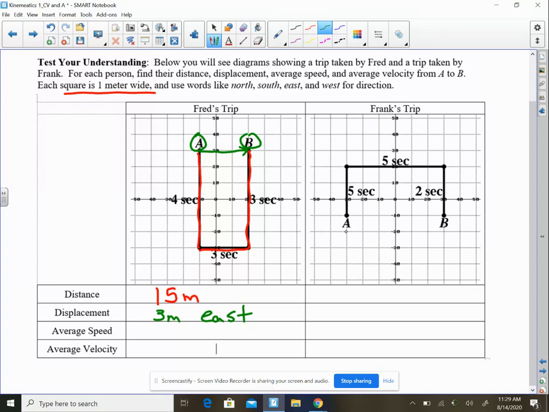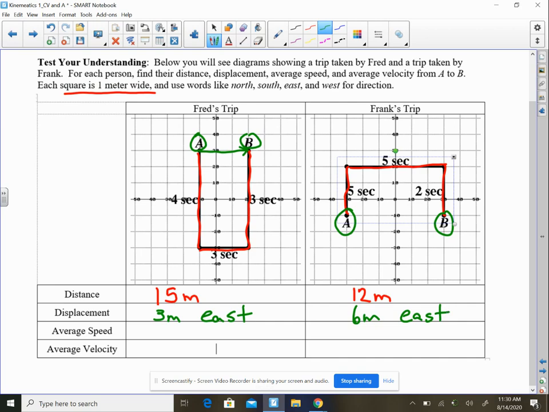Going over to Frank, let's look at Frank's distance and displacement. Frank traveled up 3 blocks, over to the right for 6 blocks, and then down for 3 more blocks, for a total of 12 blocks or 12 meters for his distance, if we follow his path length. But his displacement, if we start at A and end at B and count the blocks, is 6 meters. Frank also travels to the right, which is east.